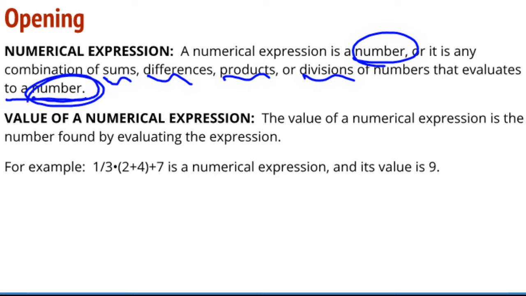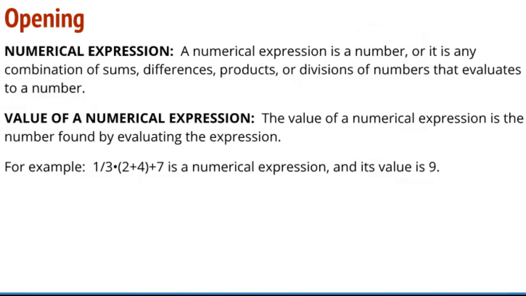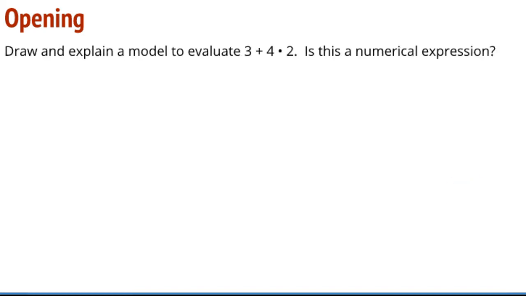So for example, 1/3 times, and we've got parentheses, 2 plus 4 plus 7, that's a numerical expression. When we perform all of these operations, we find that the value is 9. So numerical expressions, when we perform all the operations, we are left with a single number. So then the question becomes, how do we perform all of these operations the right way to get the right value?